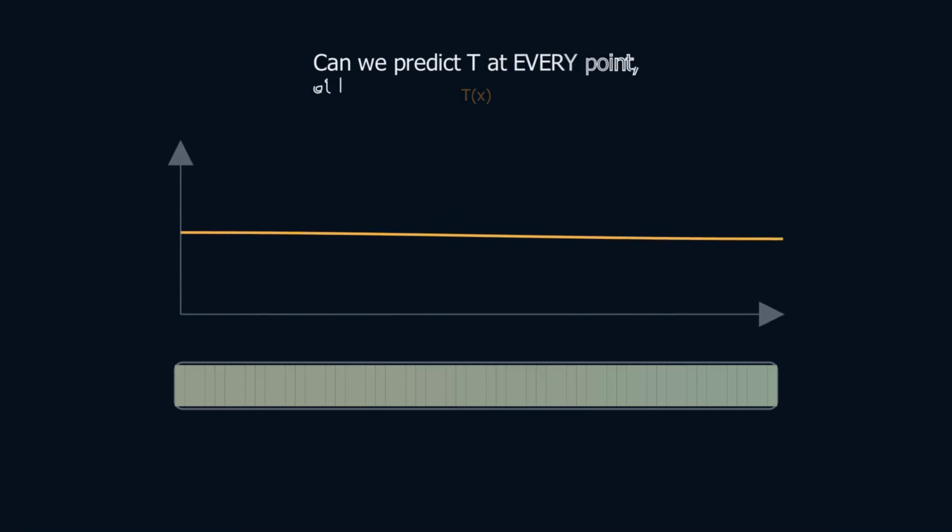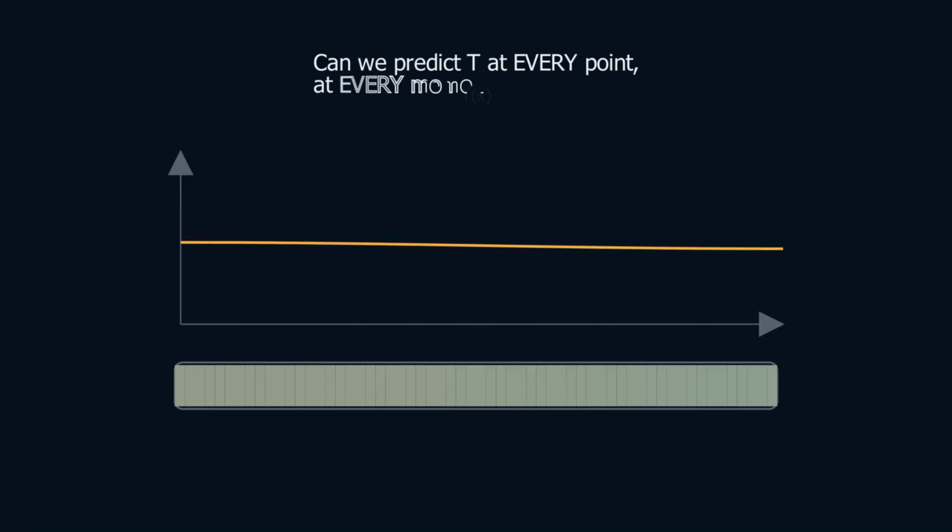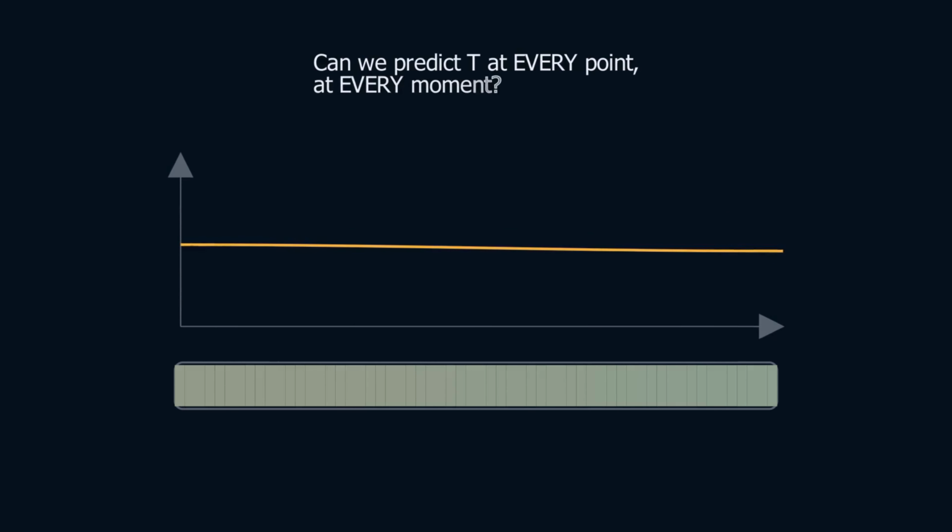Can we predict the temperature at every point of this rod, at every moment in time? Notice what makes this hard. The temperature isn't just one number changing in time. It's a number that depends on where you look, and when you look. Two independent variables. And the moment a quantity depends on more than one variable, ordinary calculus isn't enough.